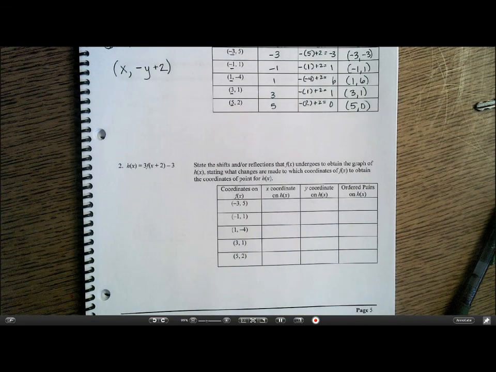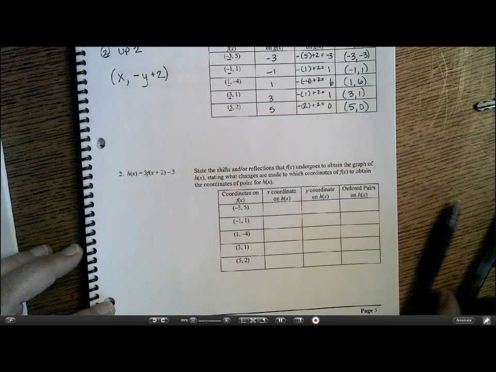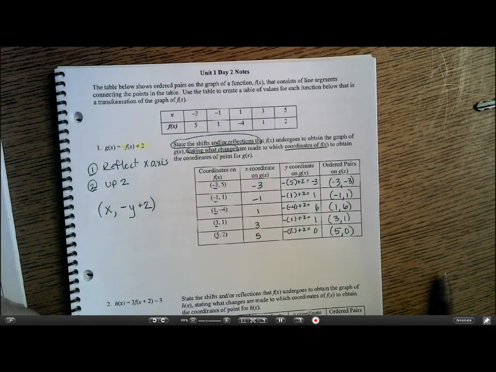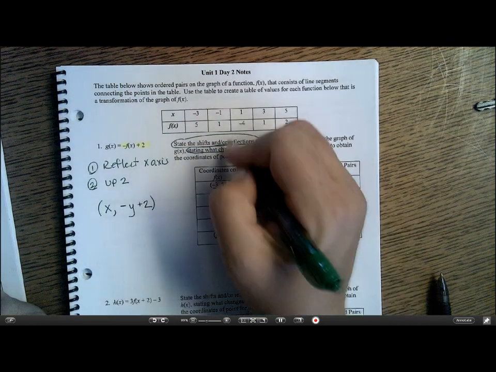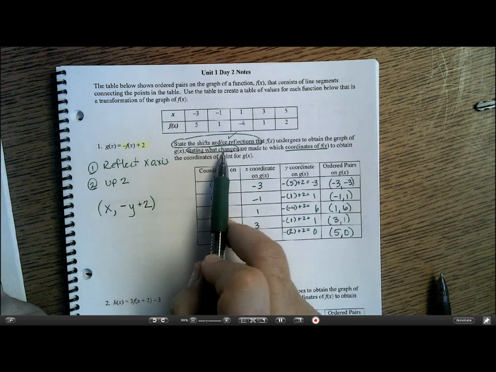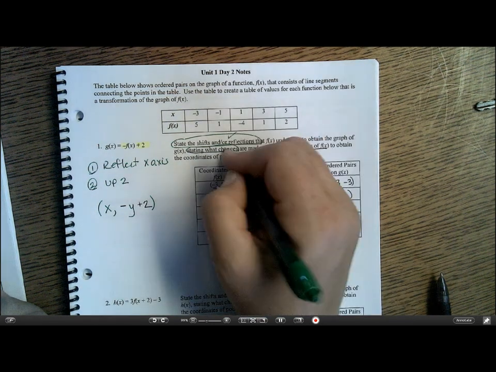We're going to try the same thing on number 2. Again, by the way, when you're done, go back. Did you state the shifts and reflections? Yes. Mark it off. Did you state the changes to the coordinates? Now we're done. Here we go.